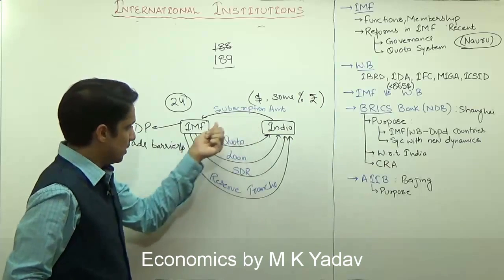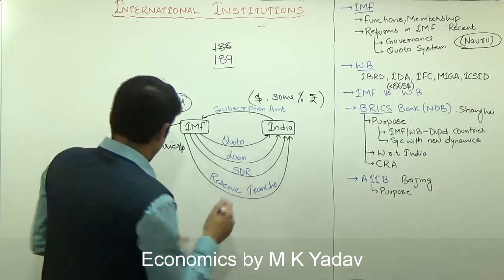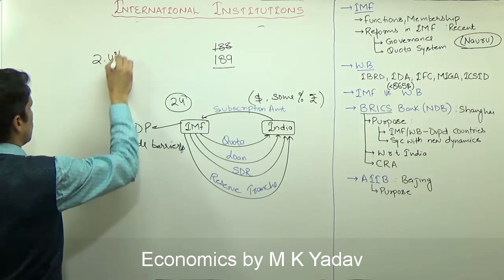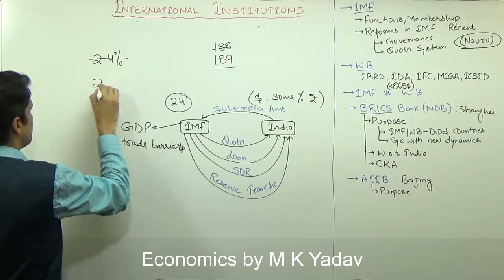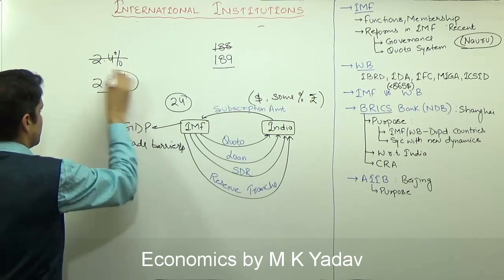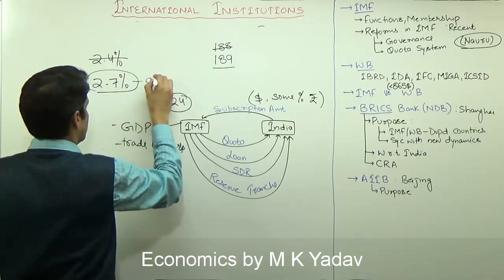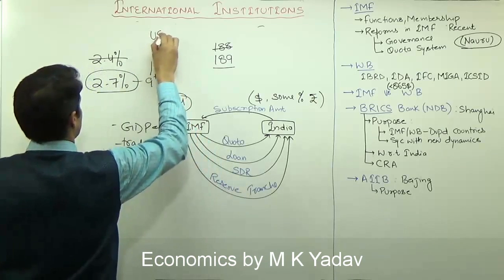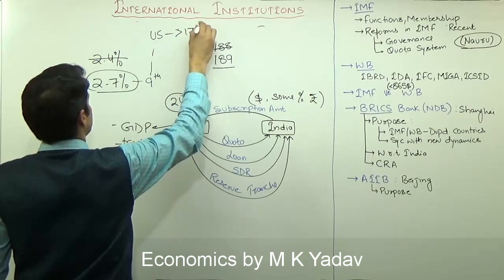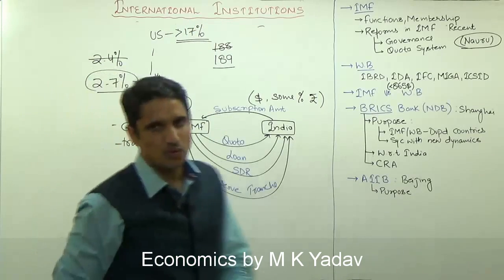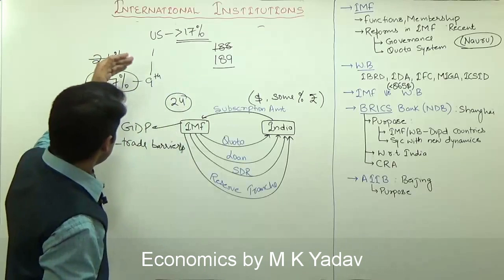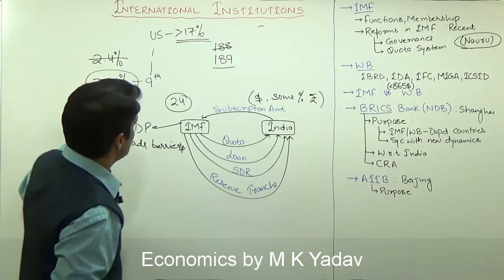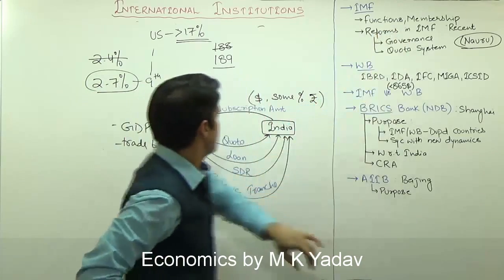So the IMF board is going to decide your quota. Very recently, the IMF board increased the quota share, or the voting rights, of India from 2.4% to 2.7%. And India became the 9th position holder. The USA, again the Papa, has more than 17% of the voting rights. So India is at the 9th position. Voting power has just increased from 2.4% to 2.7%. In detail we will discuss this in the reforms.